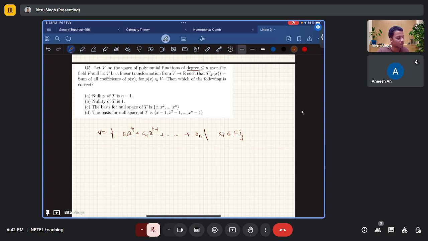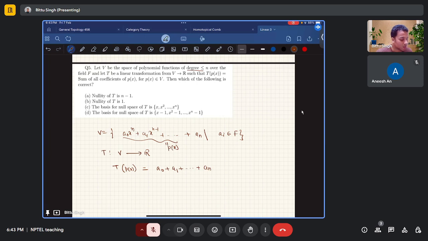n, and T is a linear transformation from V to R. Any polynomial will look like this. We may denote this as the polynomial P(x), and T applied on P(x) gives the sum of coefficients, right? The coefficients of P(x) are a0, a1, up to an. So T of P(x) will give this transformation.